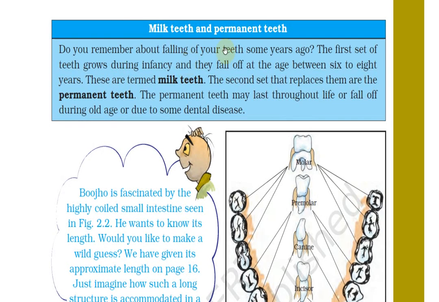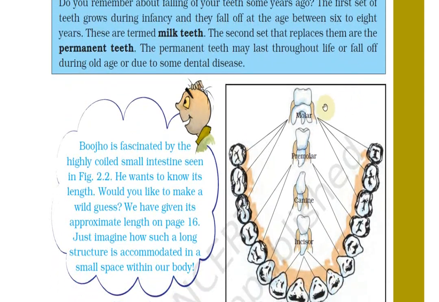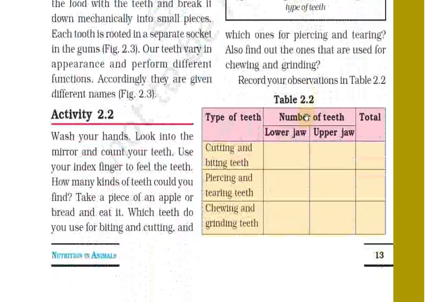So students, we have 2 types of teeth during our whole lifetime. One is called milk teeth and the other is called permanent teeth. Milk teeth are those which we have between the age of 6 to 8 years. They are not permanent, obviously, so they fall off after we reach adolescence. Permanent teeth are those which last throughout life, and can fall off during old age. So this is about teeth.